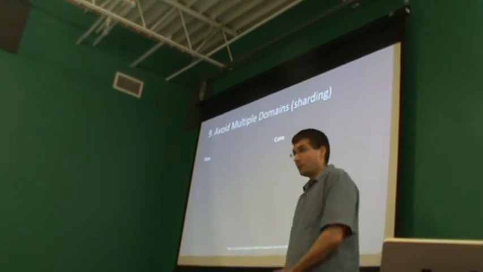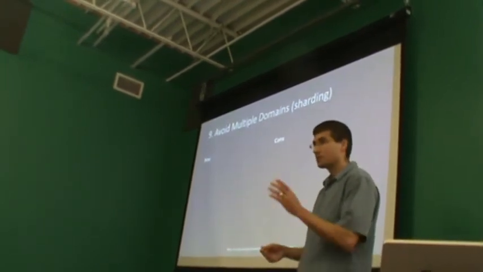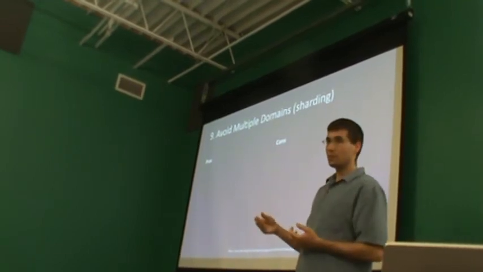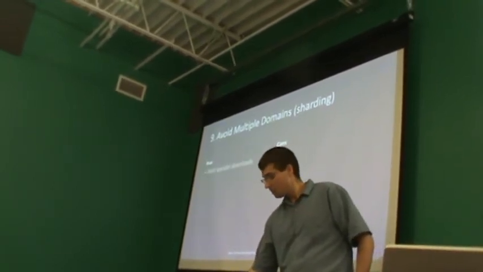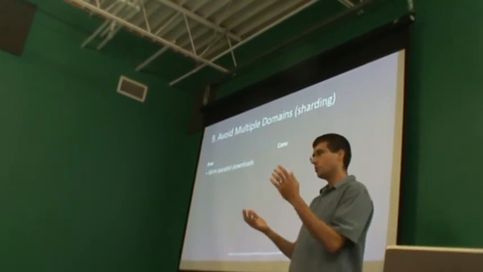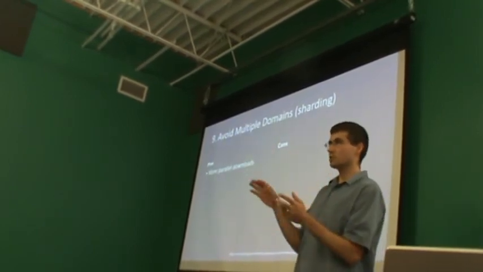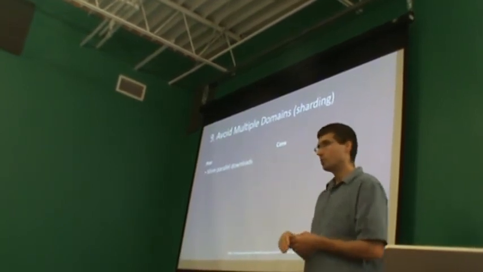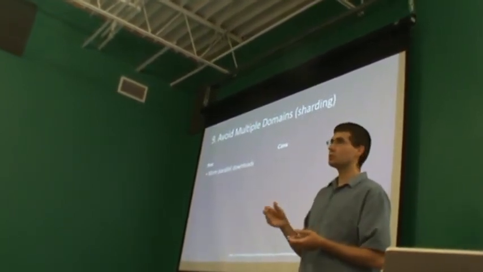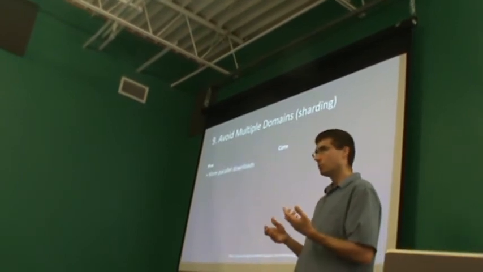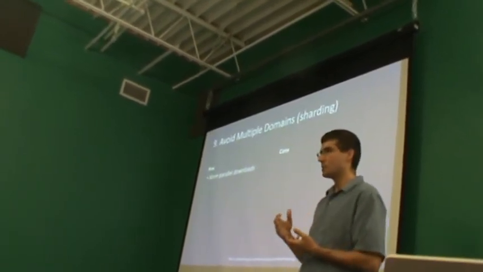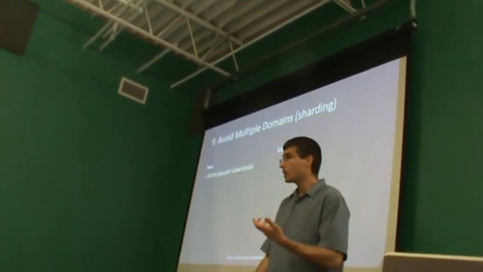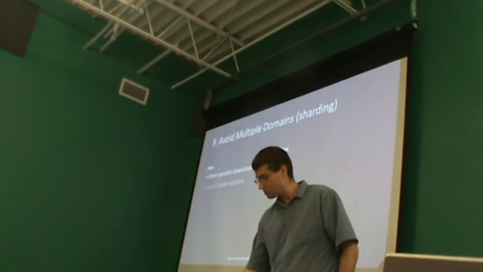Okay, avoid multiple domains. So this is kind of going to what Uriah said. Long-standing advice has been to use domain sharding. The idea is your site is served from www.yoursite.com, and you serve images from image.yoursite.com, and maybe image1, image2, image3.yoursite.com. Multiple domains so that you can get more files downloading in parallel. This has been a good technique in the past because you get more parallel downloads.